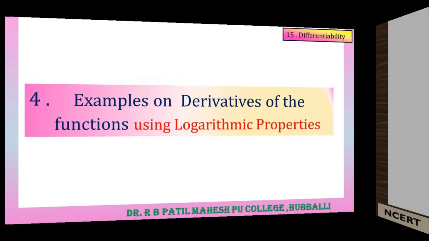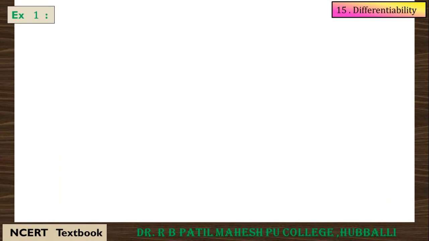Let's see the first question. If y is equal to log x raised to cos x, then find dy by dx. Students, here you see the given example is function raised to function and it is a single function. There is no addition, subtraction or any product term. So in this case we take logarithm directly to the function.